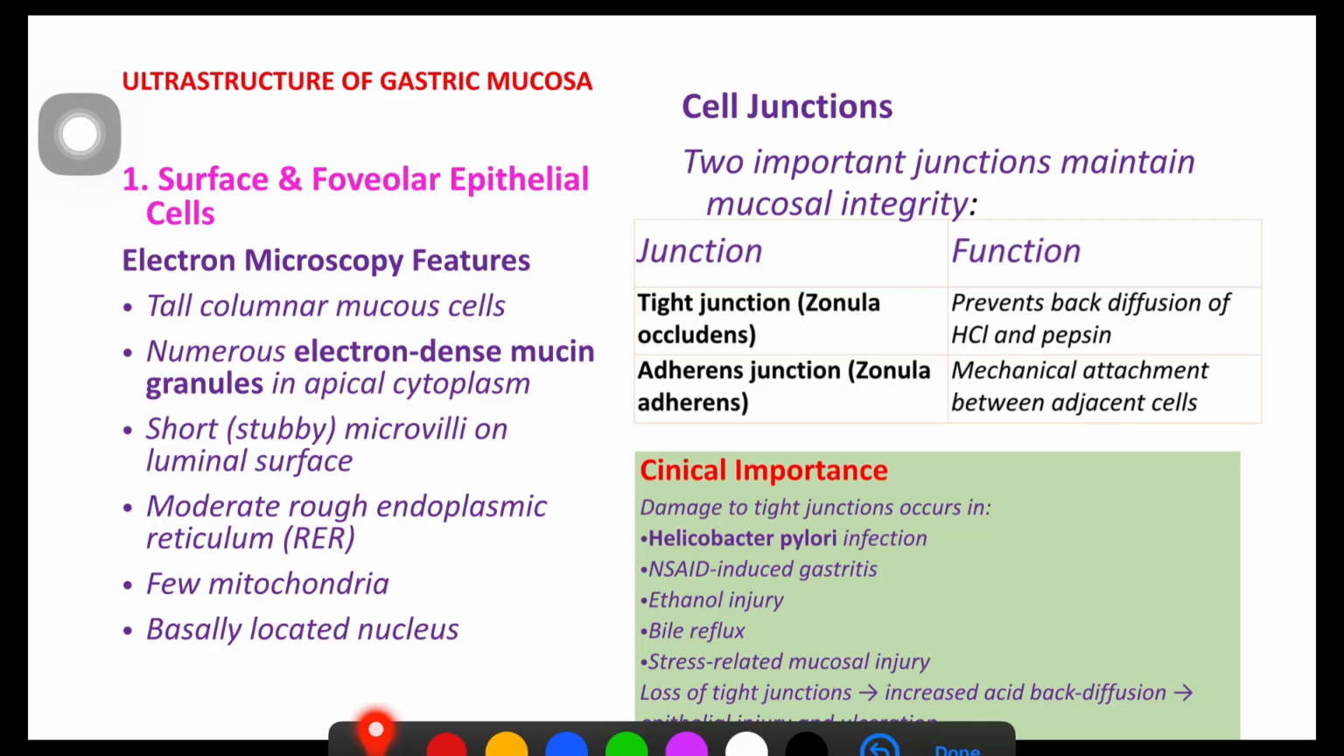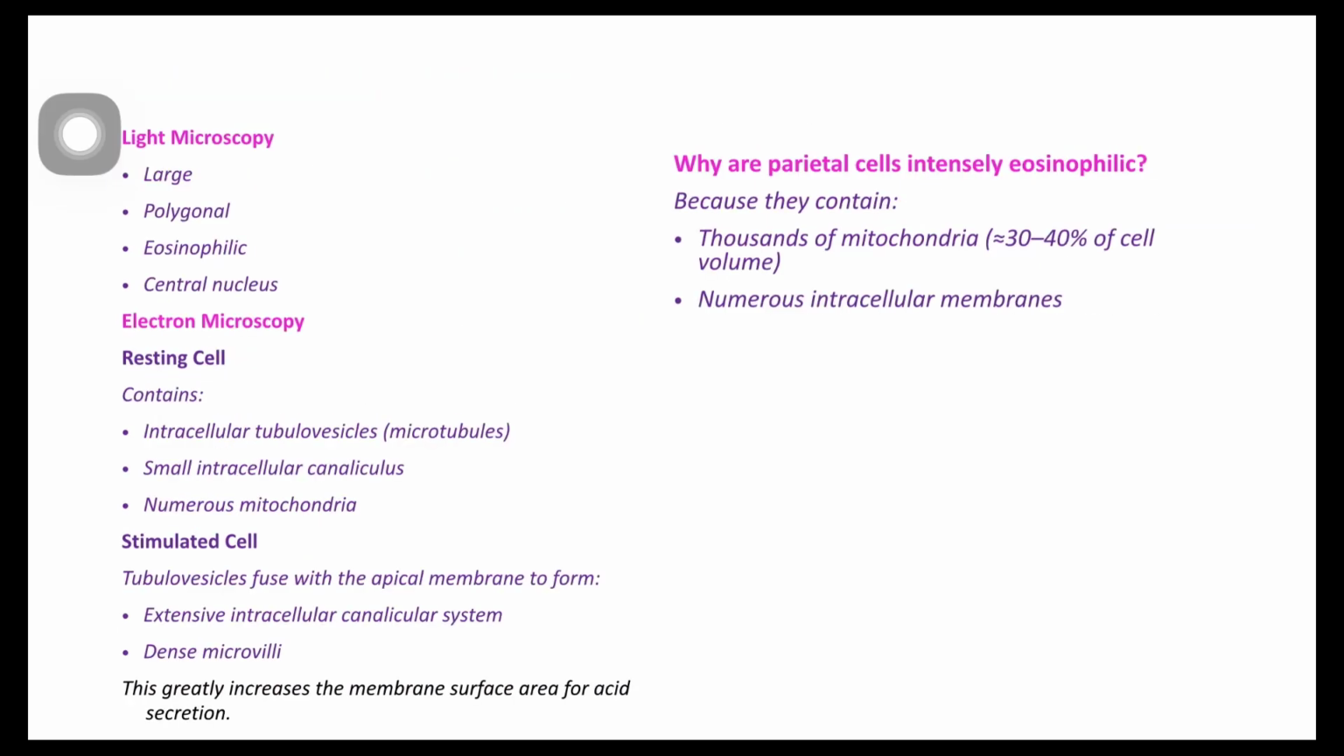So what is the clinical importance? Whenever there is damage to this tight junction, there is possibility of either H. pylori infection, NSAID induced gastritis, ethanol injury, bile reflux, or stress related mucosal injury, because whenever there is loss of tight junction because of all these factors, there is increased acid back diffusion, which leads to injury and ulceration.